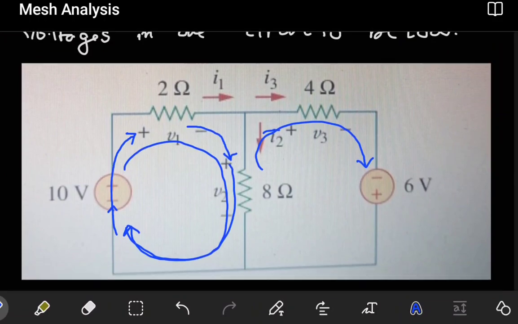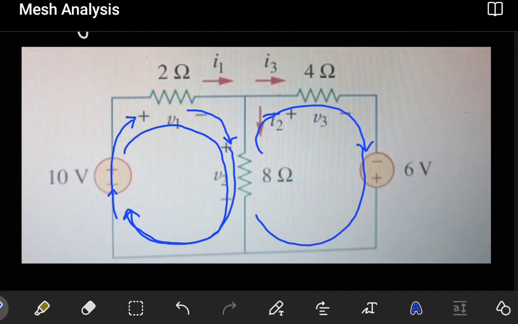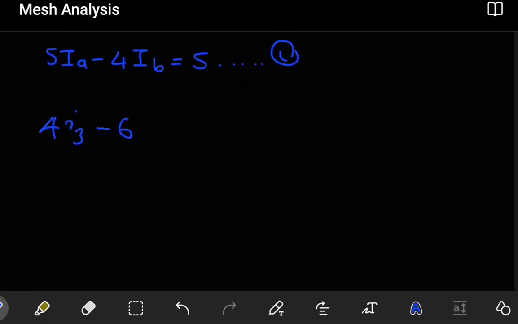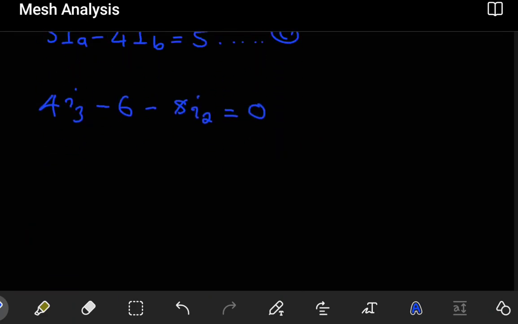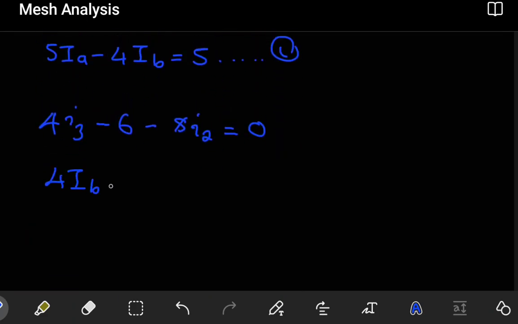And then I continue, and next I find this resistor. I find it at its negative most point first, so that's minus what? The current times the resistance, so that's 8 times I2. This has to be equal to 0, that was the last one. Again, I bring back the relations. What is I3? I3 is the same as positive IB. So I have 4IB minus 6 minus 8 times I2, and I2 again is IA minus IB, is equal to 0.